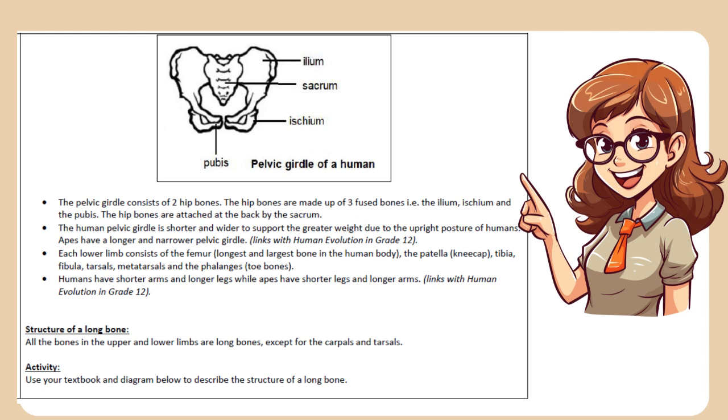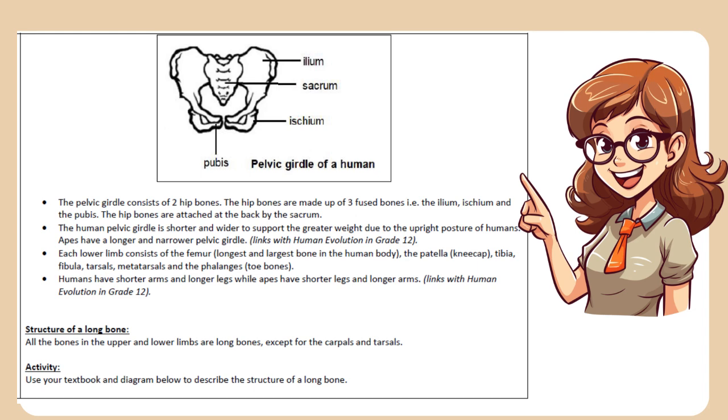Each lower limb consists of the femur, longest and largest bone in the human body, the patella, kneecap, tibia, fibula, tarsals, metatarsals, and the phalanges, toe bones. Humans have shorter arms and longer legs, while apes have shorter legs and longer arms. Links with human evolution in grade 12.